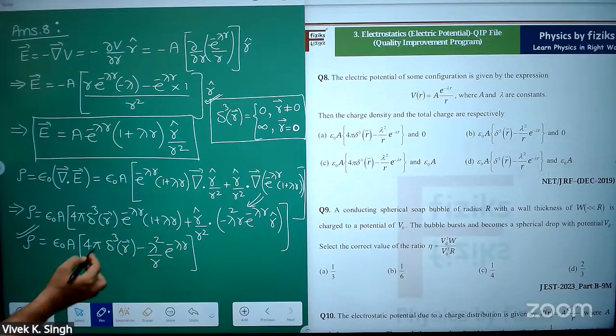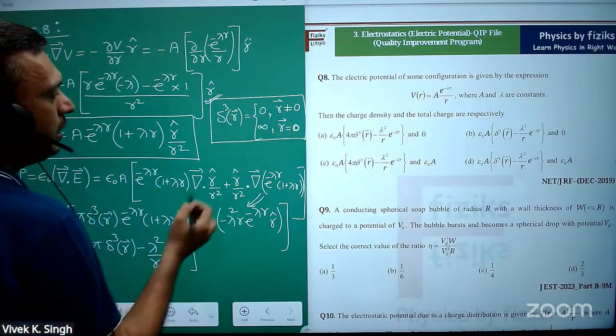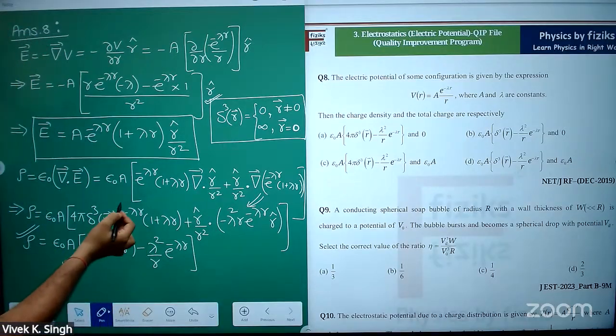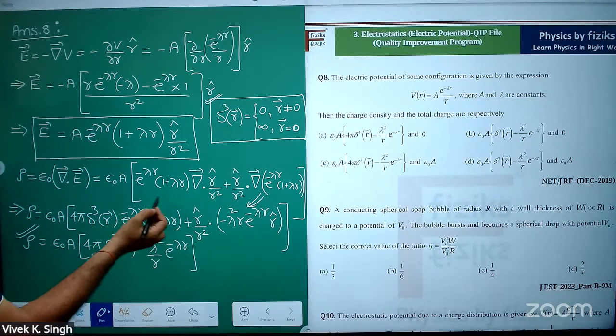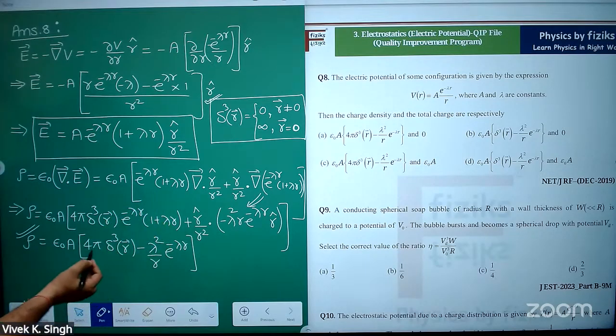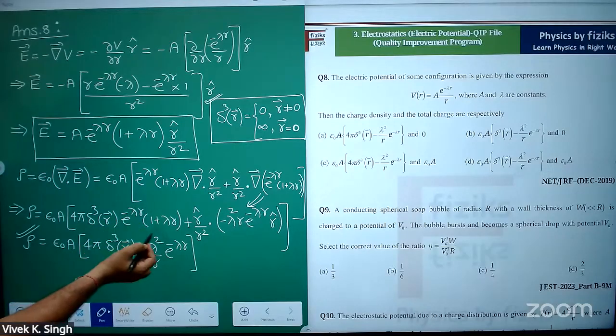Clear? So I have substituted because for all other values it will be 0, but at r equal to 0, it can take the function value. This is the function f(r). So you can put r equal to 0. That's why I have written here 4 pi delta r, because e power minus 0 is 1. This is also 1 plus 0 is 1. So you will get 1.